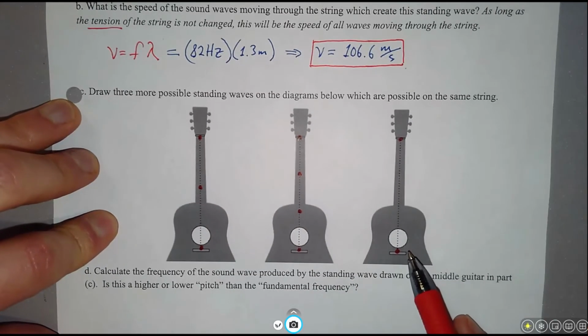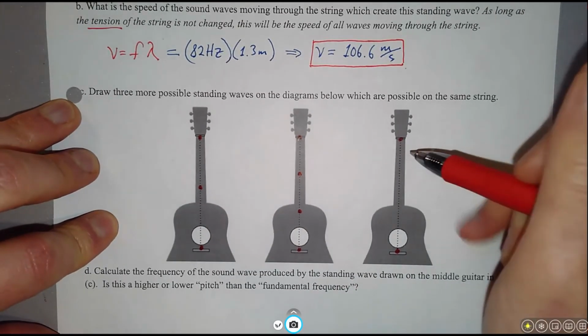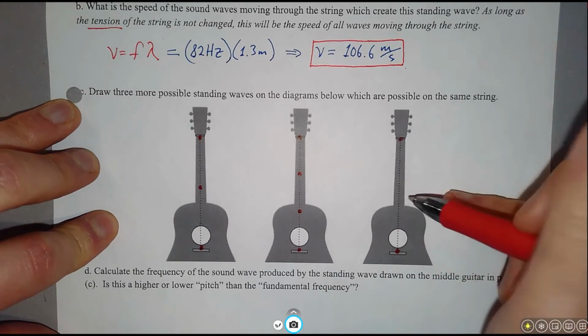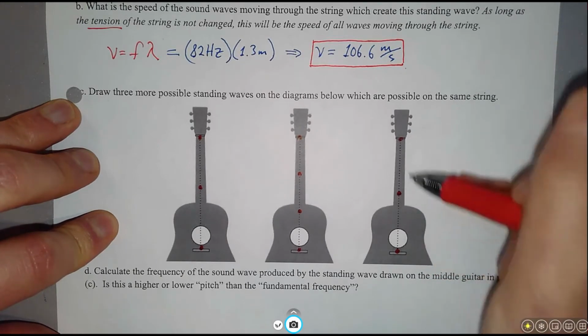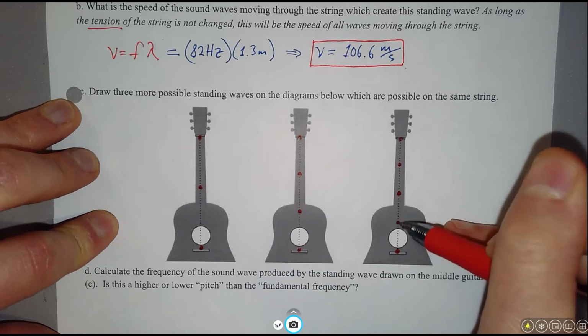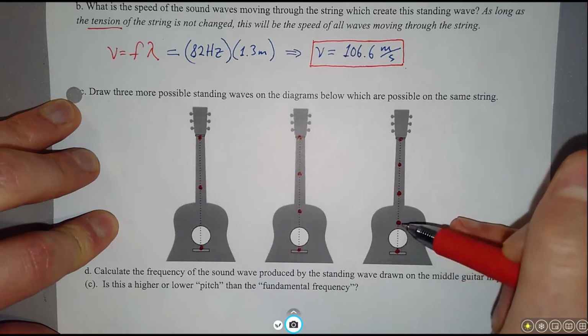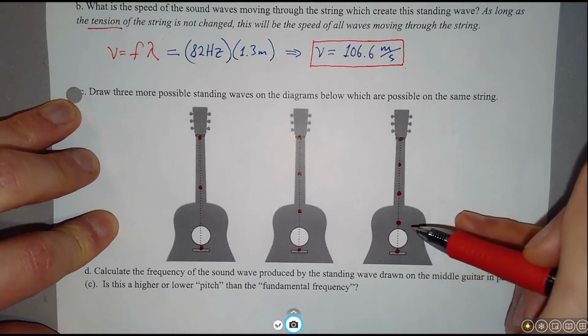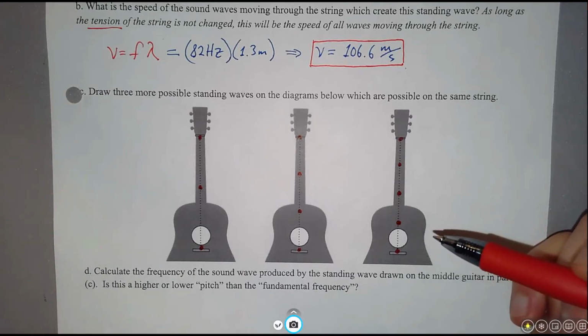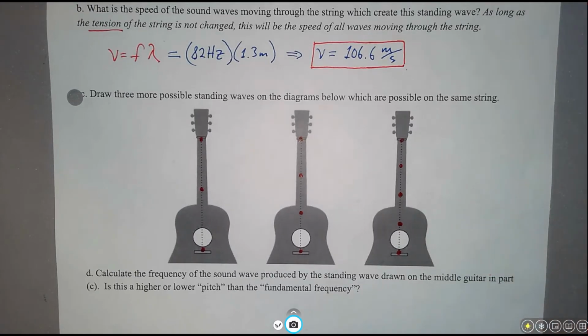And the next possible standing wave will have a total of 5 nodes. So of 1, 2, and if I want to space equally 3 more, there's 1, 2, 3. So the nodes are 1/4 the length of the string. So whenever you're drawing standing waves, I find it easiest to draw the node locations first and then fill in what the standing wave would actually look like.